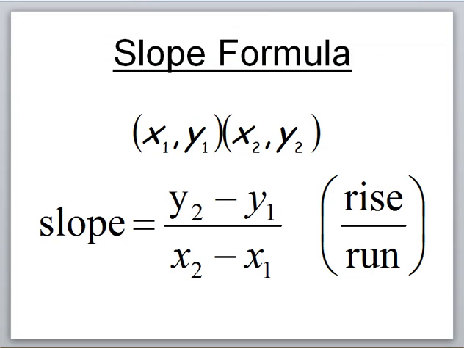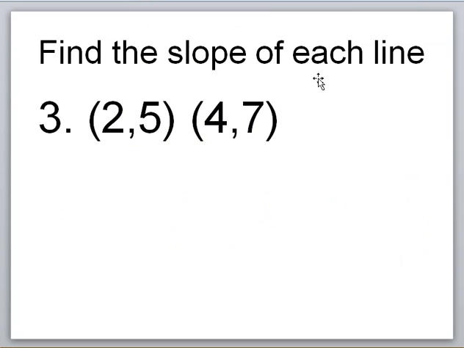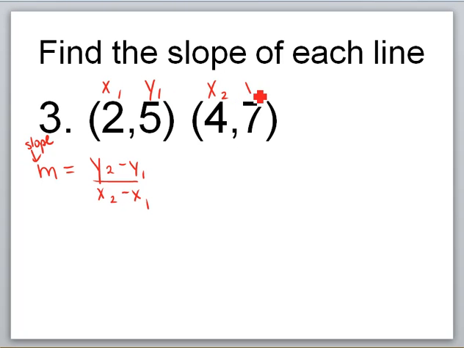Copy that formula onto this problem right here, and the formula says that m, slope, is equal to y2 minus y1 over x2 minus x1. All the ones mean they go together. This is the first ordered pair, and this is the second ordered pair. What you're doing is you're plugging those in.